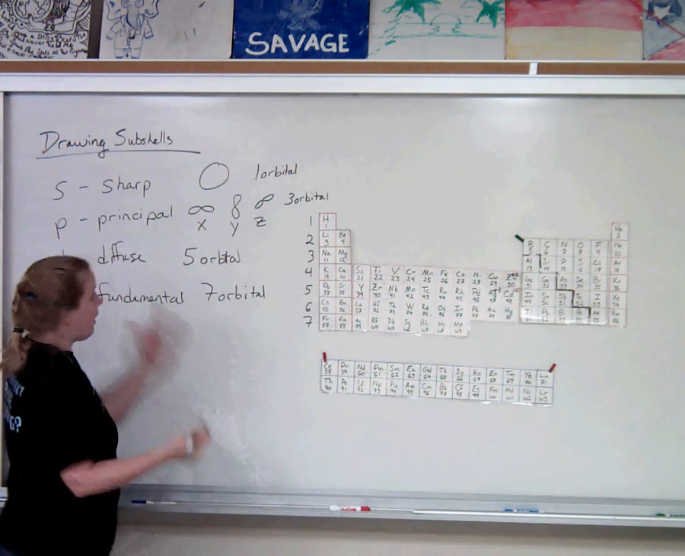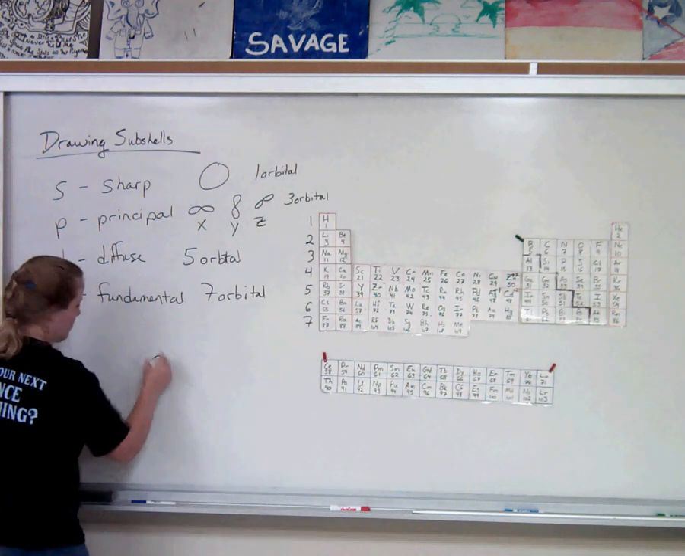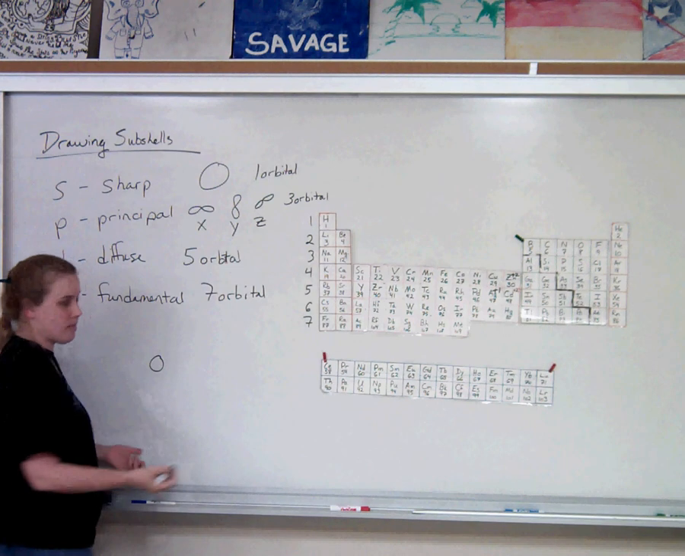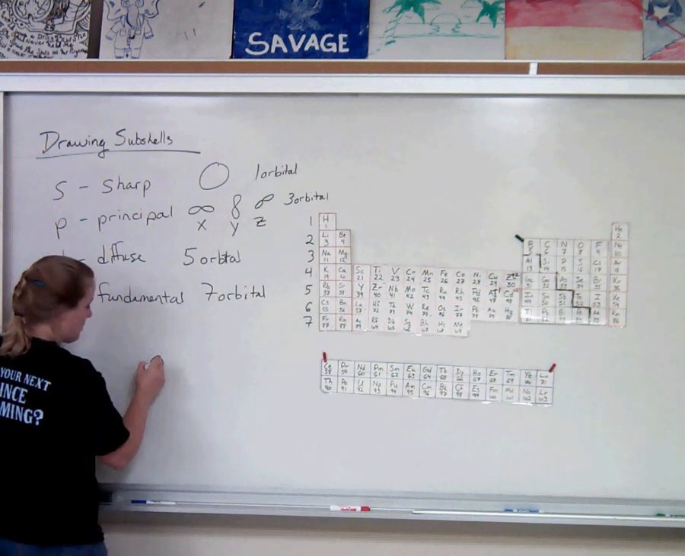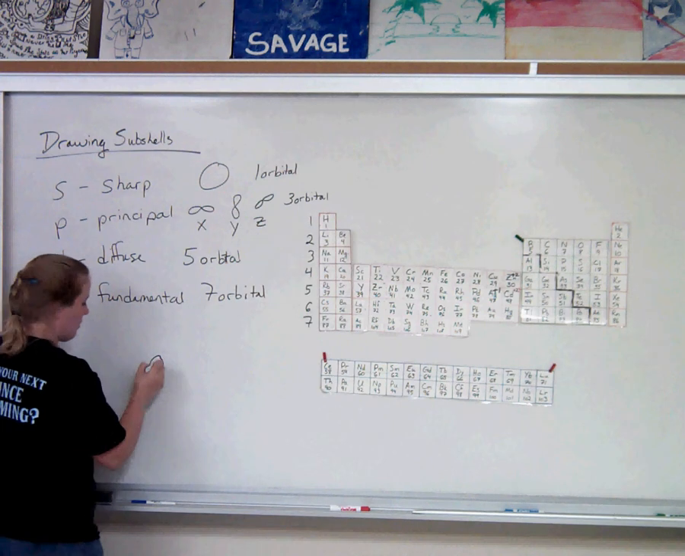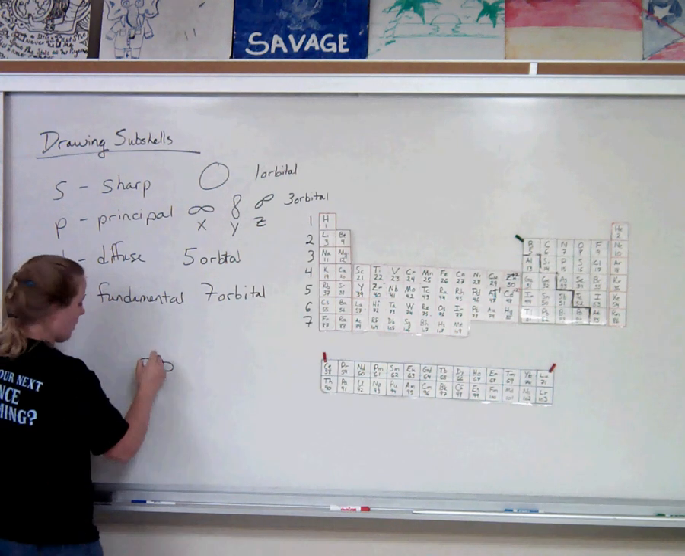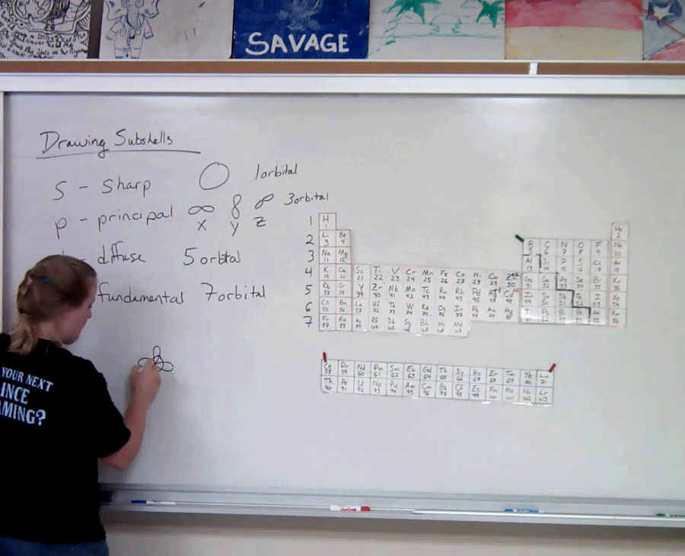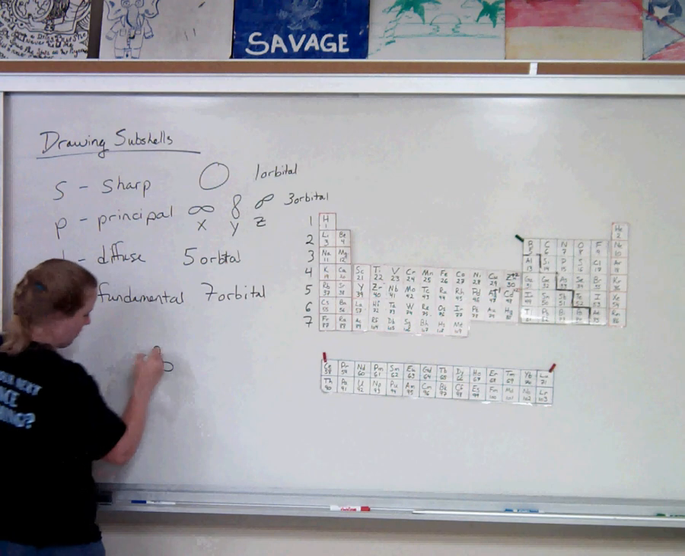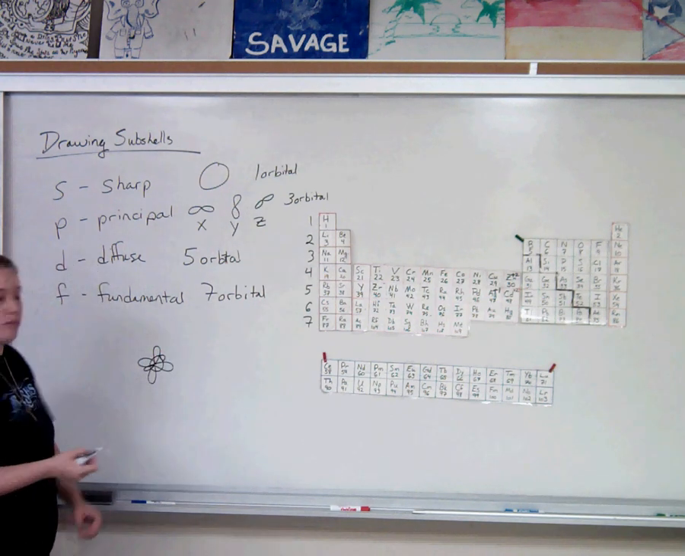So how do I draw these? Well, if you were going to draw an S, you would just draw a circle. Okay, you don't have to do it in 3 dimensions. If you were going to draw a P, and if this was the nucleus in the middle here, the P would go out in that direction. That was 1 orbital in P. You have to do all 3 axes. So there's the second axis. And then the third one's supposed to be coming out and going back behind like that. So that would be an example of drawing an S and a P.